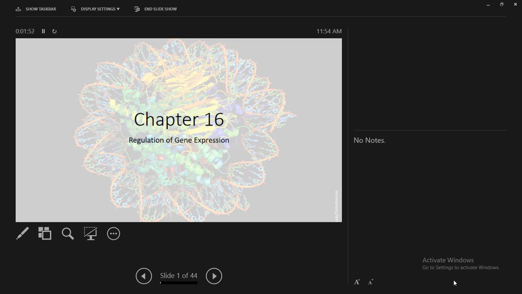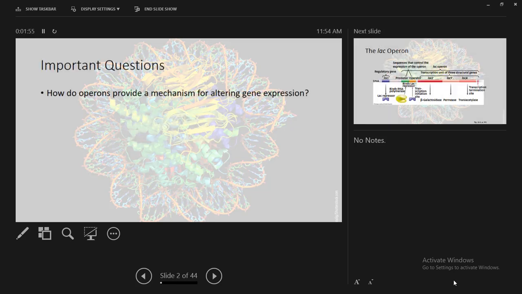But before we talk about eukaryotes, we need to talk about prokaryotes first, because in many ways their regulation of gene expression is a lot simpler than eukaryotes. And so we have this question here: how do operons provide a mechanism for altering gene expression? I will tell you this: in prokaryotes, the only way to alter the gene expression is through these operons.